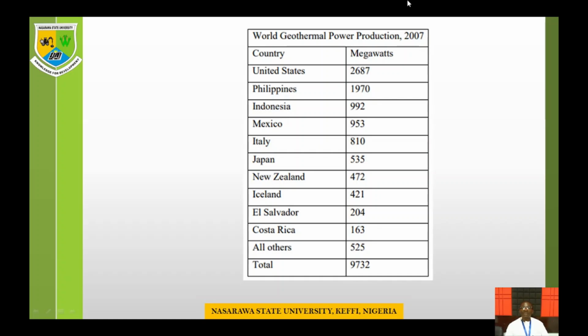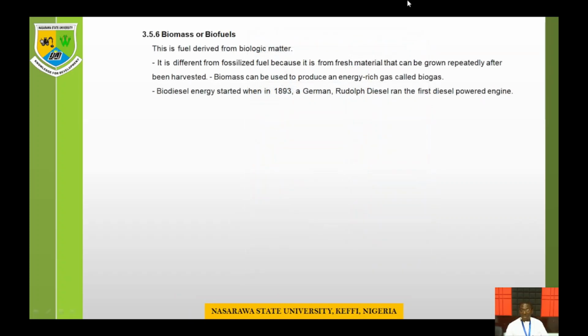Philippines 1,970. Indonesia is 992. Mexico 953. Italy 810. Japan 535. And so on. A total of 9,732 megawatts have been harnessed from geothermal sources all over the world, with prospects of development further.